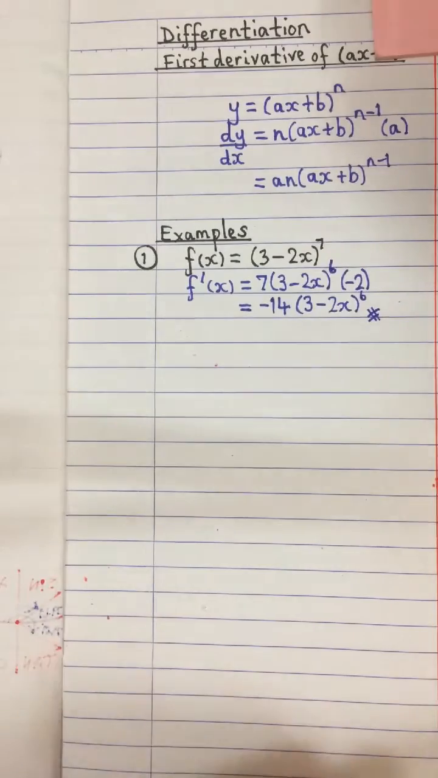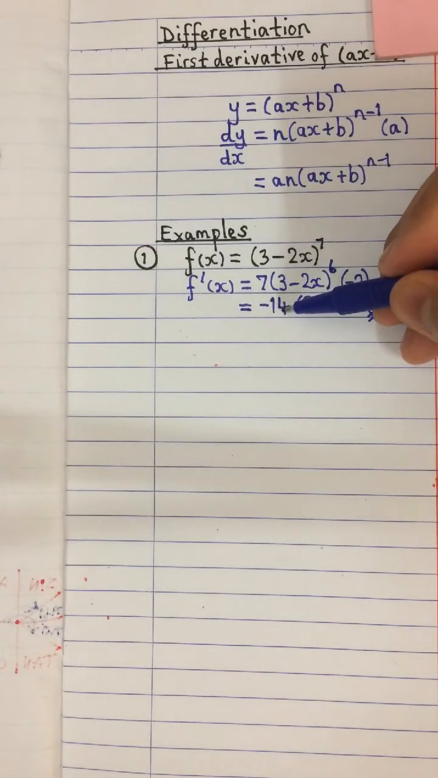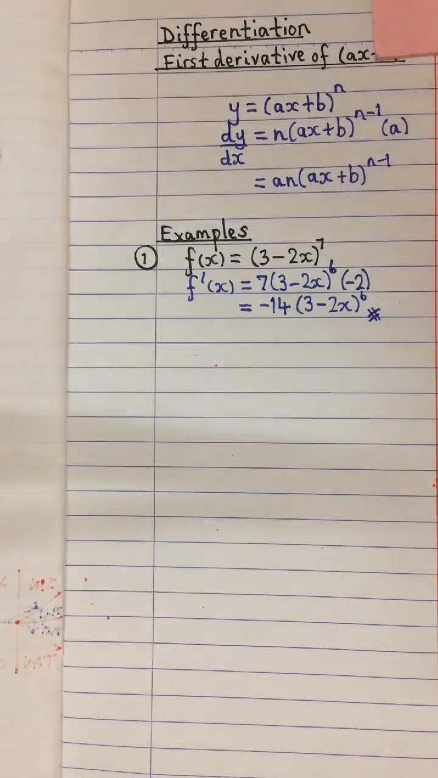One important note, you cannot multiply negative 14 with 3 because this bracket has power, so they are untouchable.